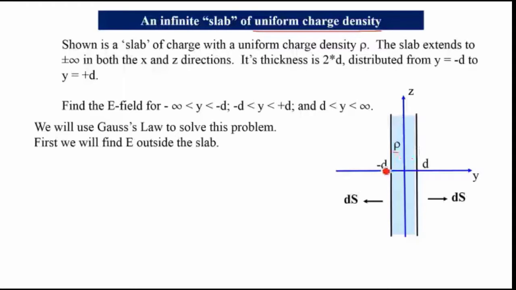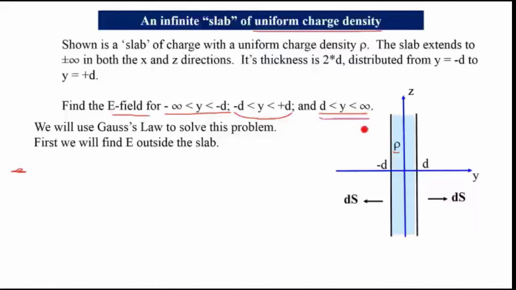The width is 2d here, and it extends in both the z direction and the x direction to plus minus infinity. The y direction has the finite width of this slab, and so that goes from minus d to d. What we're interested in then is finding the E field for the regions where we're outside, so that's this one, and then inside, which is this interval here.